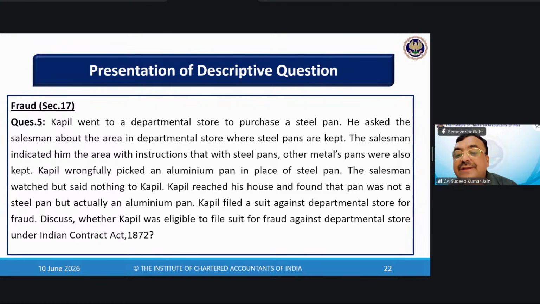Sir, can I write the answer in my own language in a law paper exam? Yes, you can do so, but the meaning should be the same, the concept should be the same.